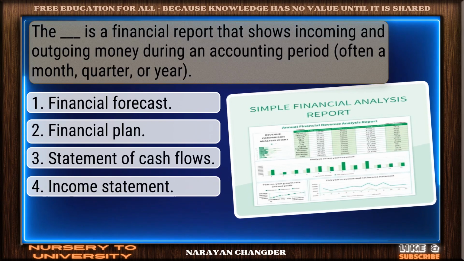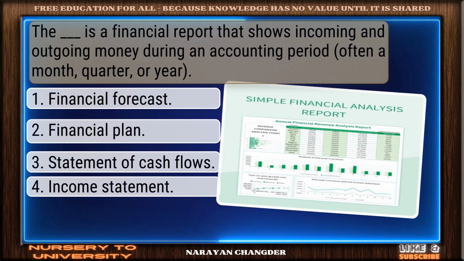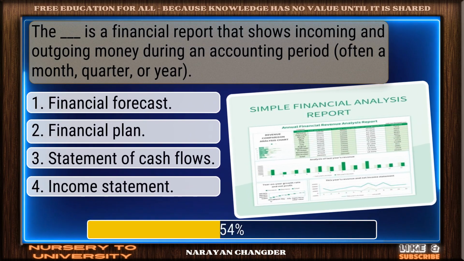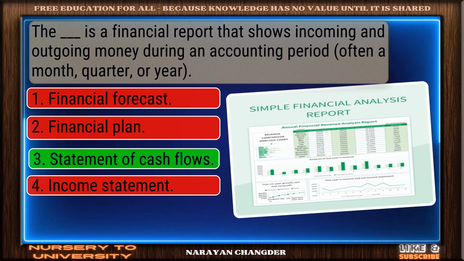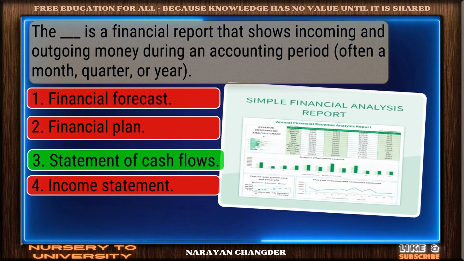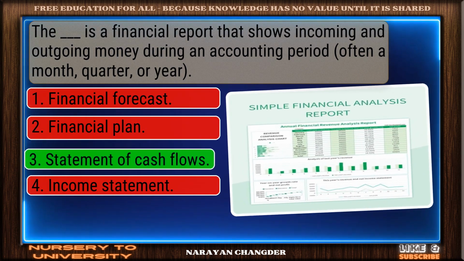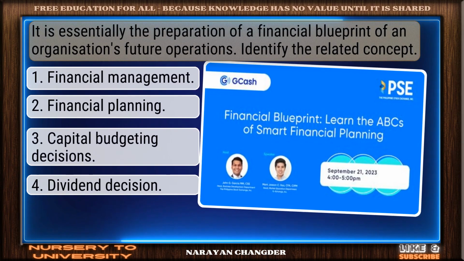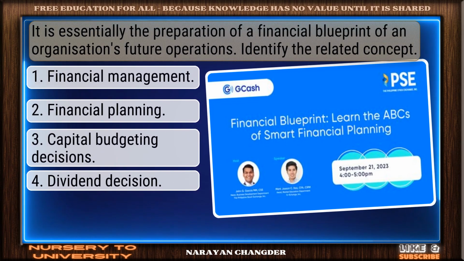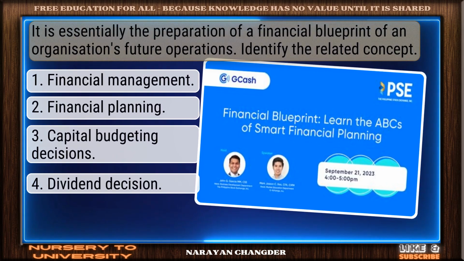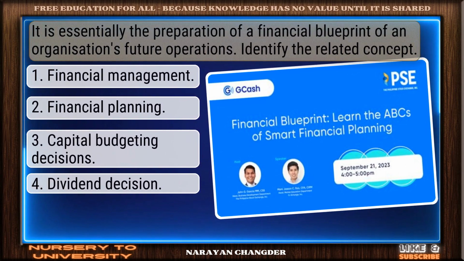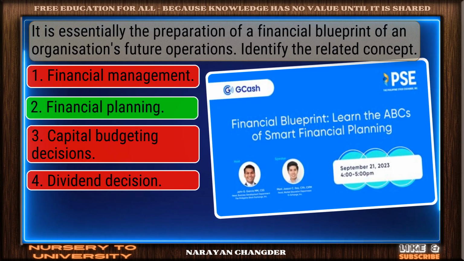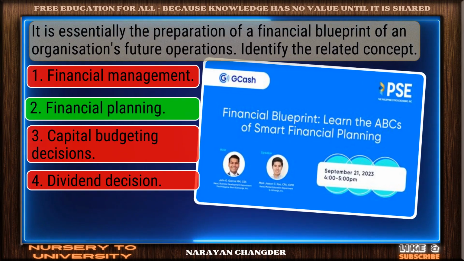The dash is a financial report that shows incoming and outgoing money during an accounting period. Valid point. Statement of cash flows is true. It is essentially the preparation of a financial blueprint of an organization's future operations. Identify the related concept. Well reasoned. Financial planning is the correct choice.